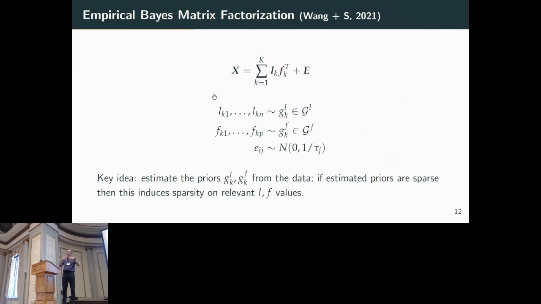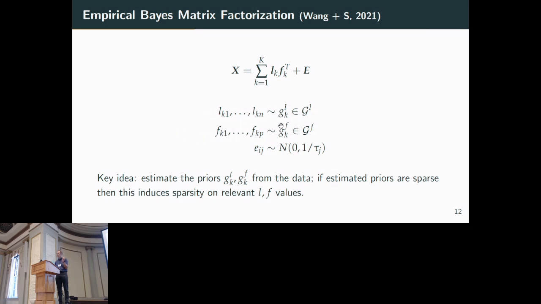Okay, so I want to tell you now a bit about the method that we developed to do this kind of thing. It's a very flexible method. It can do more than just introduce sparsity. So this is just the matrix factorization model written. X is the sum of these K components plus E. And the empirical Bayes idea is that you put prior distributions on the components of L and the components of F. So there's a separate prior for each K, for each component. There's a prior distribution on the elements of L, and there's a different prior distribution on the corresponding elements of F.